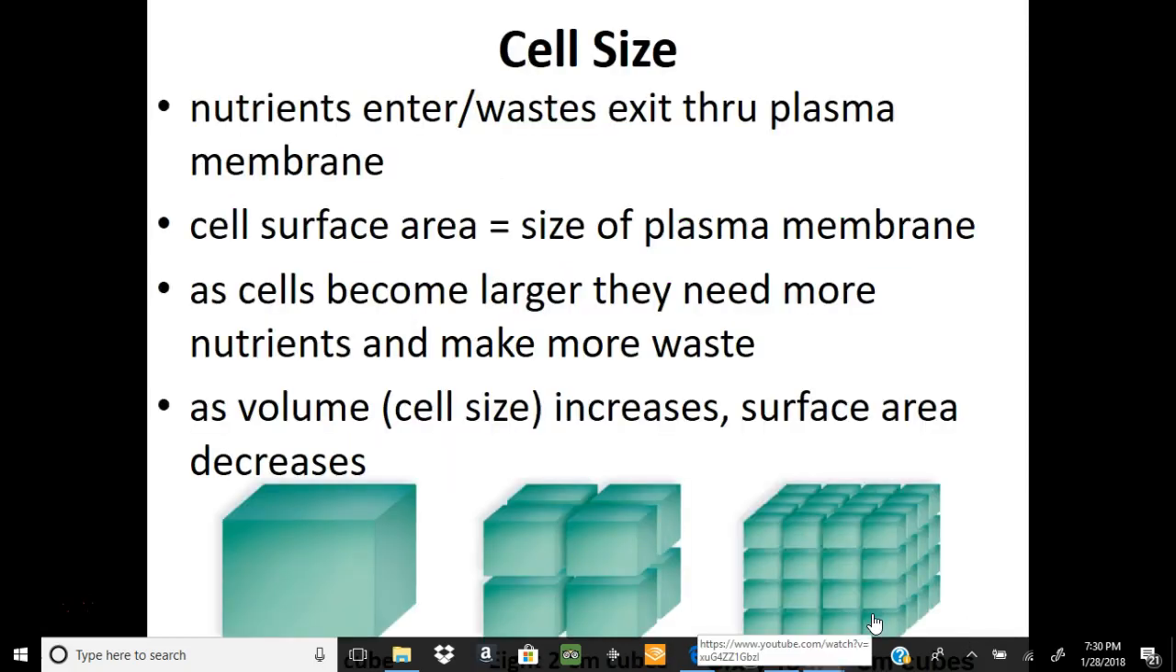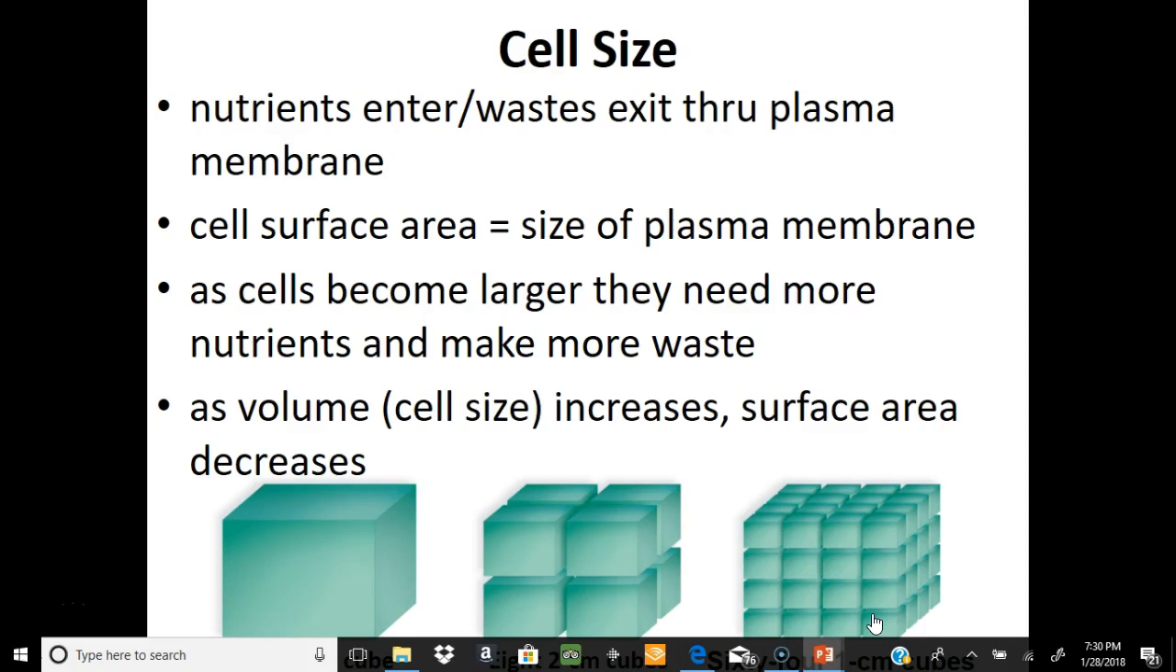So talking about cells and the size of cells, all cells have to be able to gain nutrients and get rid of wastes. And the surface size of the cell is going to determine how effective it is at getting rid of waste and taking in nutrients. Larger cells need more nutrients and they're going to have to get rid of more wastes.